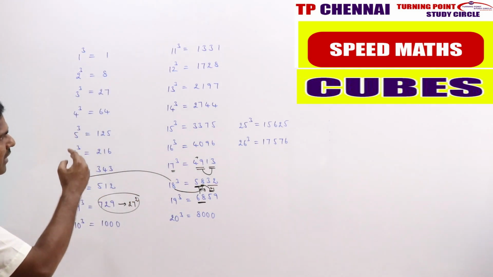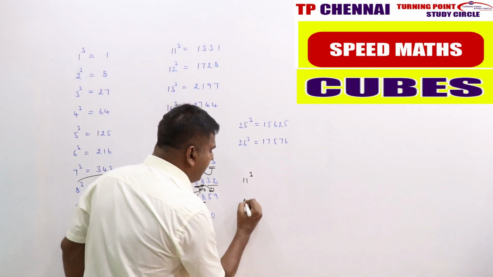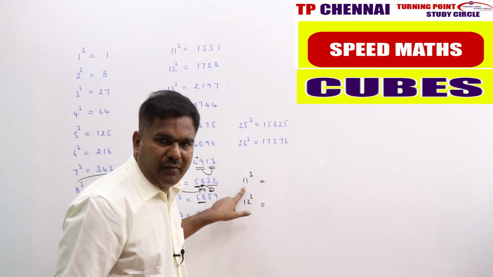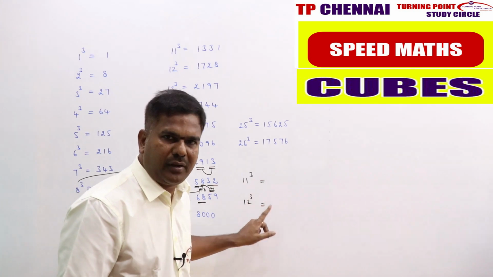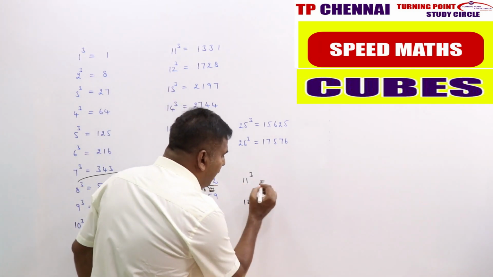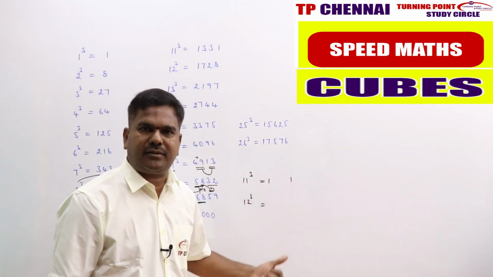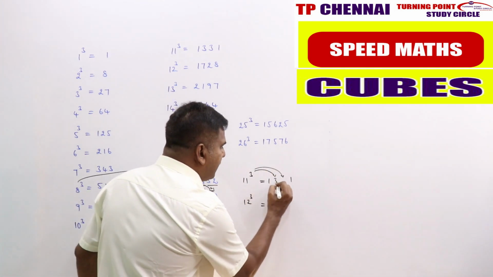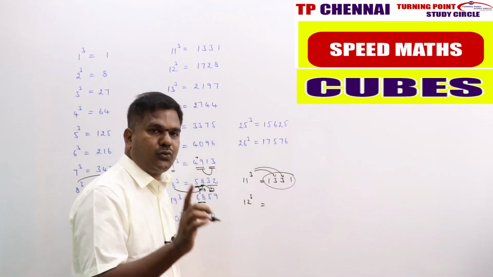Now we will come from 11 cube onwards. So 11 cube and 12 cube. Always remember, in 11 cube 11 must be there, in 12 cube 12 must be there. So in 11 cube, 1 and 1 are the first and last digits. In between 2 3s will be there. That's it. Simply you can remember as 1331. In 12 cube also 12 must be there.